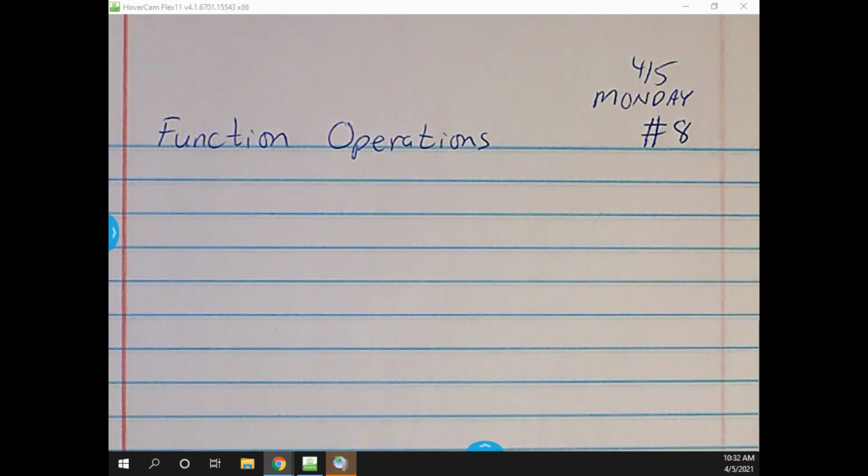Okay, and again, the best I could tell, I think this is number 8. I think where we left off before spring break was number 7. I went back and double checked, so I think this should be about where we are.